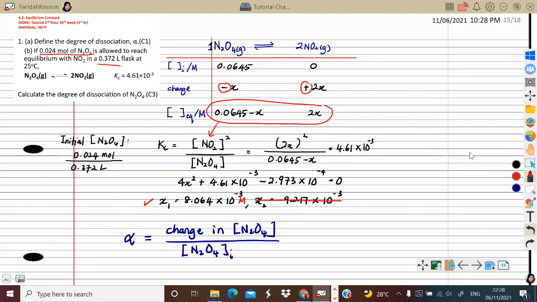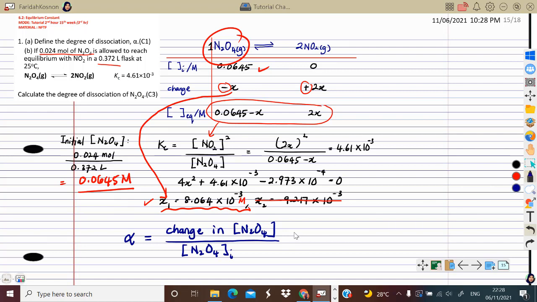Jadi change ni datang daripada mana? Okay, kalau you tengok kat sini, nilai X1 yang kita dapat ini adalah sama dengan ini kan? Nilai change tu. Jadi oleh kerana kita tak leave untuk N2O4, so this one is the X value. Okay, alright. Jadi yang initial concentration kita dah kira tadi kan? Initial concentration ni tadi kita dah kira, kita dah masukkan dalam table sekali. Okay, molar ni kan terlupa pula saya nak tulis. So kita dah masukkan dalam table.